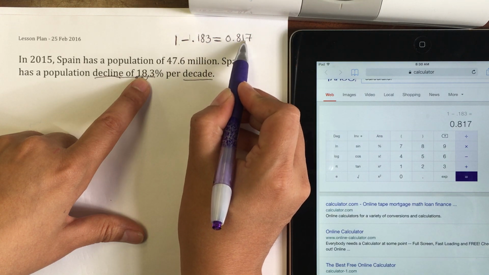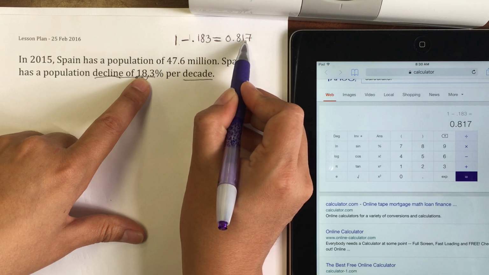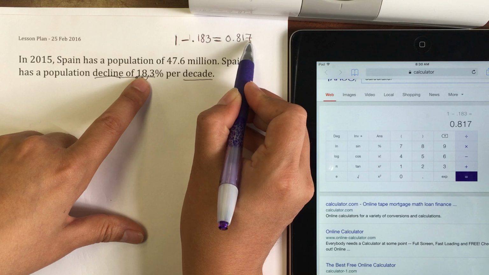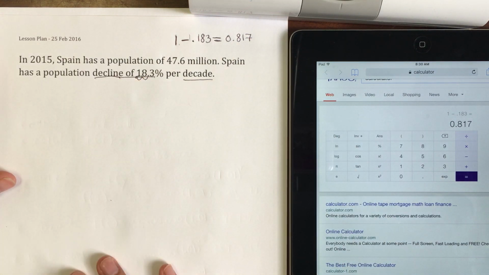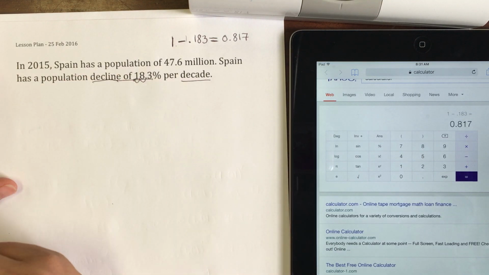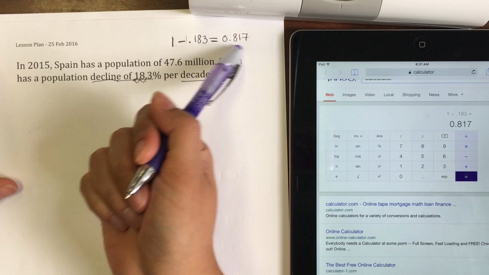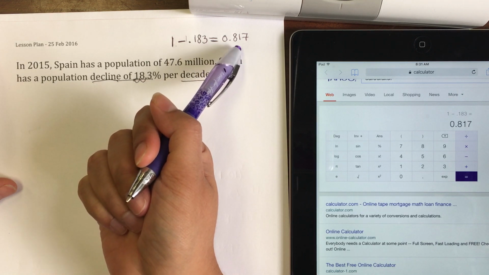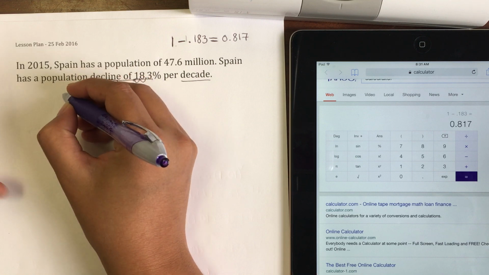If we move it like this to make it into a percent, it will be 81.7% stay in Spain. Okay, so with that, our base would be 0.817. So let's start.